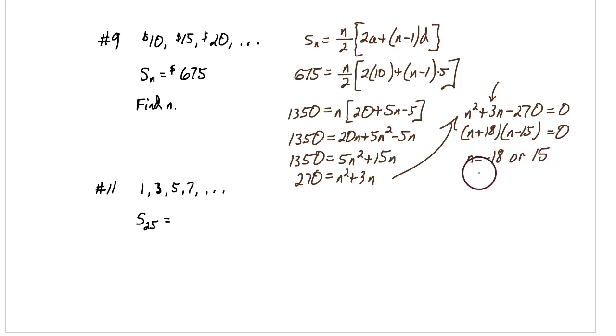Now, remember what n is representing, the number of terms in a sequence, so getting a negative answer makes no sense. We're going to use the answer 15. It will take him 15 payments to pay off the $675.